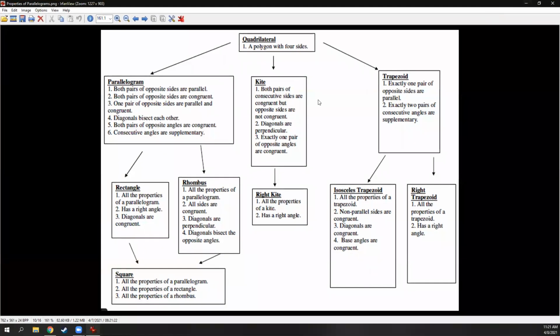So that is properties of parallelograms. Trapezoids aren't tested on at all, so you don't have to worry about them. But I have them there just in case. I don't know if you're interested. I just didn't edit them out. So there you go. But properties of parallelograms, rectangles, rhombuses, and squares is so important and so tested on.